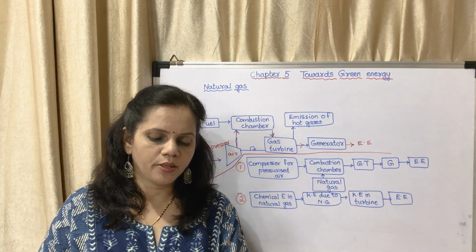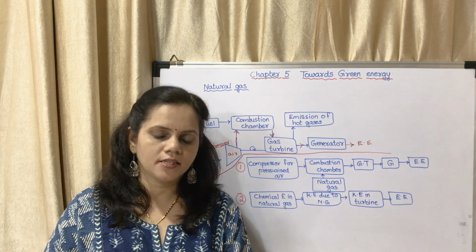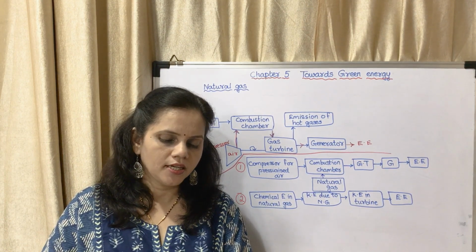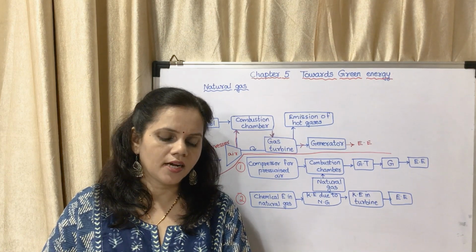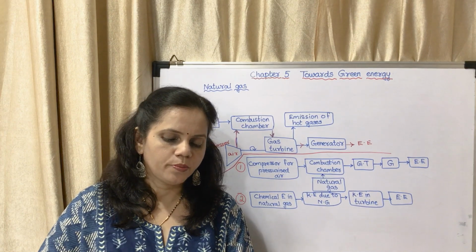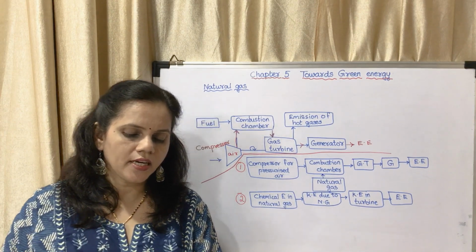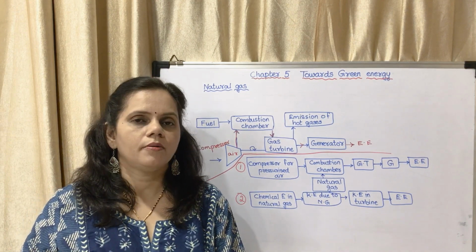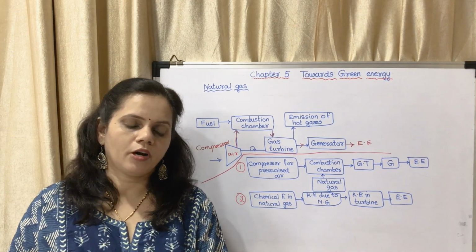In the combustion chamber, the natural gas burns in the presence of air. The gas at very high temperature and pressure generated in this chamber runs the turbine. The turbine then runs the generator to produce electricity. So this is about the functioning of a natural gas based power plant.